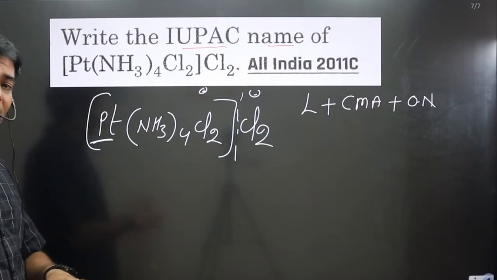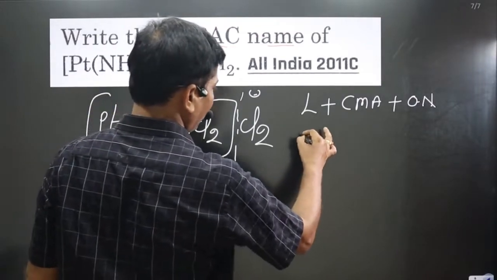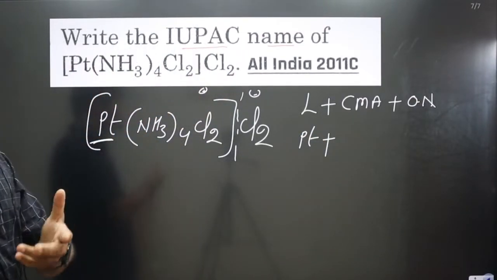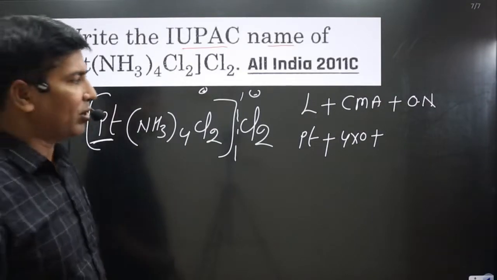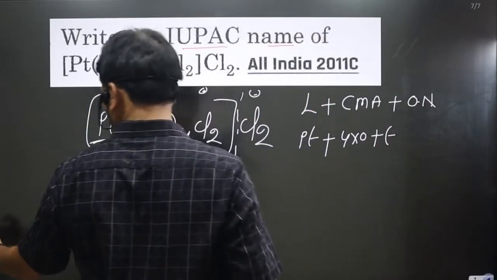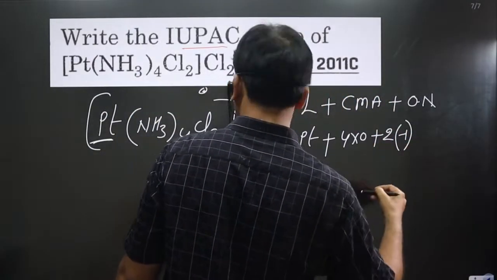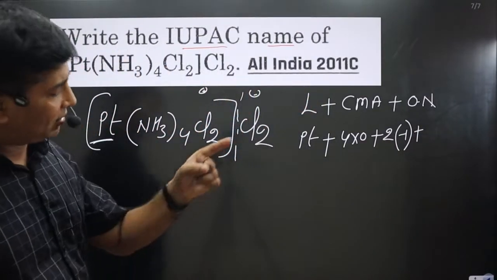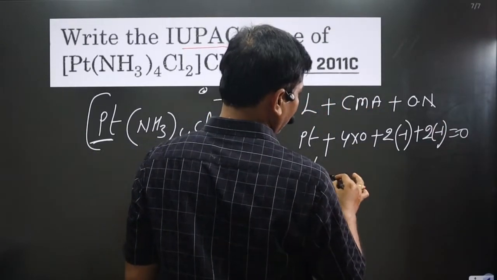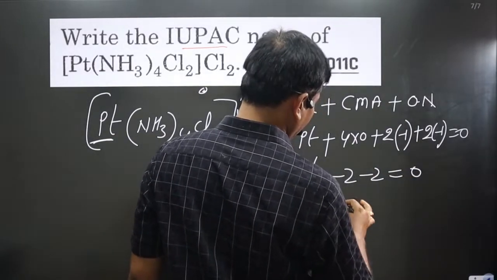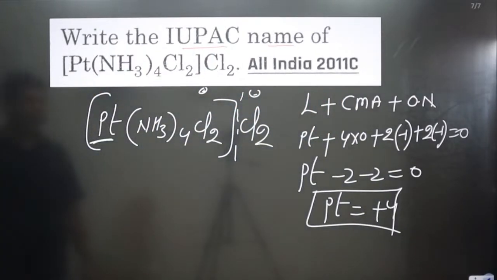Okay. Next, we calculate the oxidation number of the central metal atom. Let's calculate for platinum. We have platinum plus ammonia, a neutral ligand, so 4 multiplied by 0, plus chloride ion. Each chloride ion has minus 1 charge, so we have 2 multiplied by minus 1, plus the counter ions, there are 2 of them. Cl is minus 1. So the total is equal to 0. Then platinum minus 2 is equal to 0. Then platinum is present in plus 4 oxidation number.